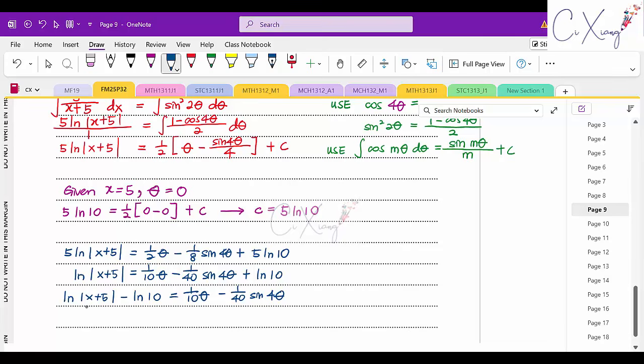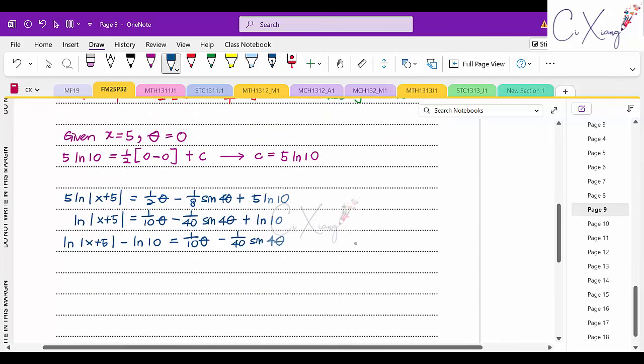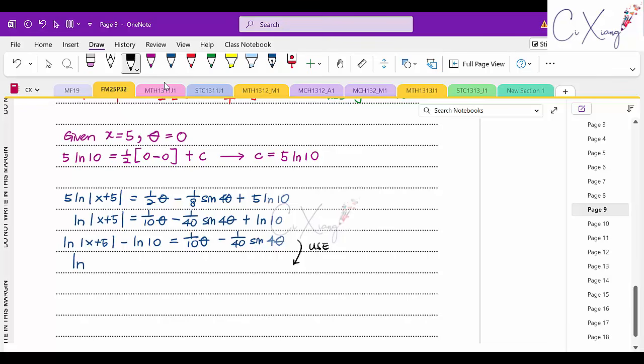Okay, so next, how can I group these two ln together to become a single ln? From here to here, I just want you to recall back. Do you still remember that ln A minus ln B can be written as ln A over B? Okay, so same thing happened here. I'm having ln A, which is x plus 5, minus ln B. The B is 10, so you have A divided by B, which is 10, equals to 1 over 10 theta minus 1 over 40 sine 4 theta.